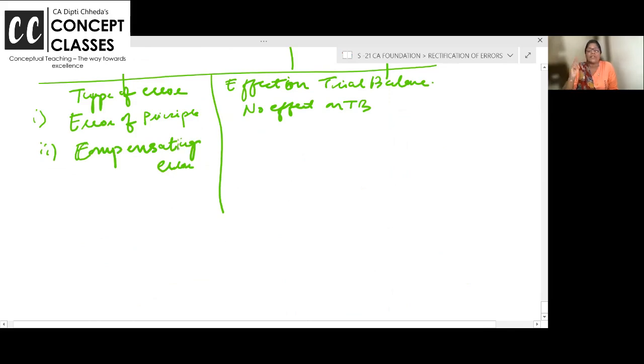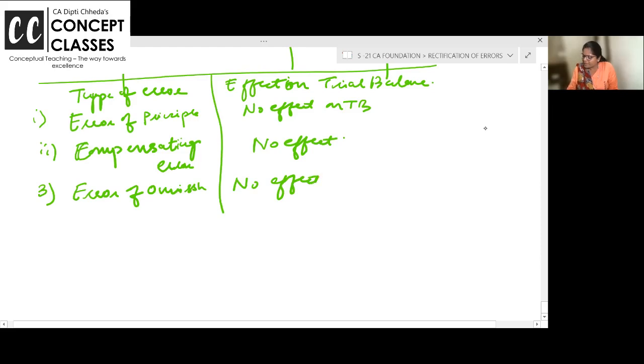Study rectification in such a way that you can teach it to anyone. Compensating error. So no effect on trial balance. Third, purchase of goods from Mohan not recorded. So it is unrecorded. So this is error of omission. No effect. The way I am writing, are you all able to write and is it all clear?